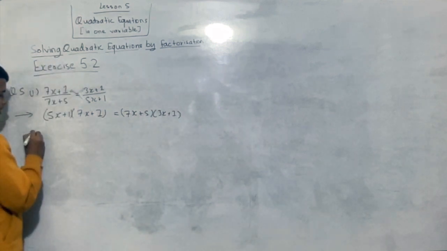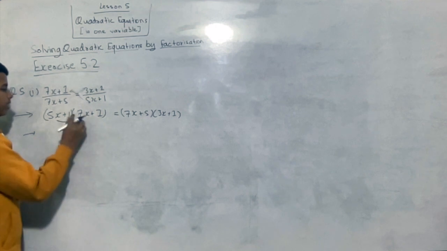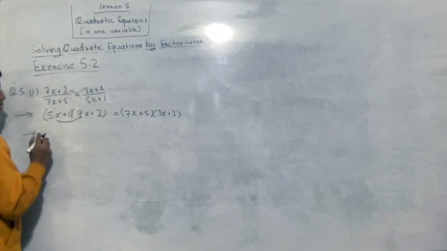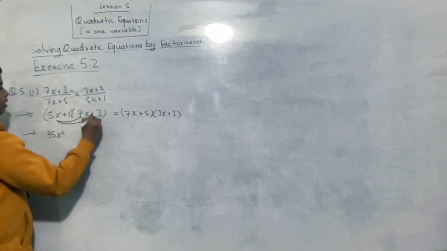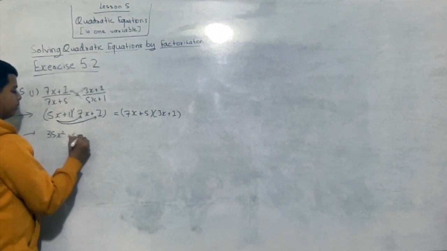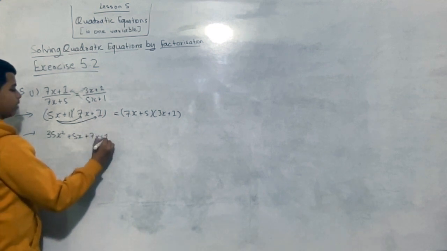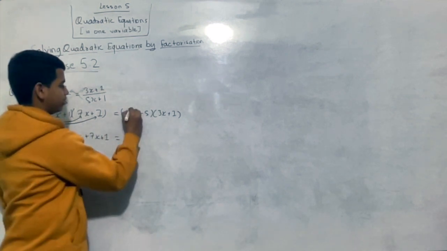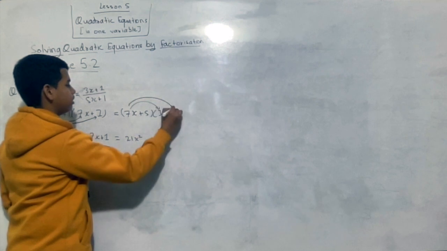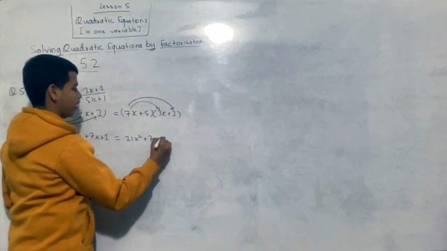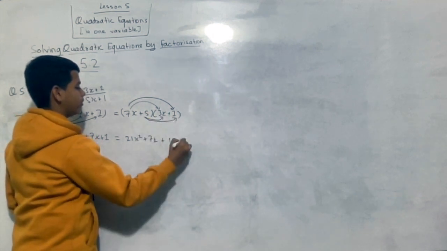Now we have to solve it. First of all, we have to multiply 5x and 7x. What we get is 7 fives are 35 and x into x is x square. So 35x square. After that we have to multiply this with 1. 5x into 1 is 5x, plus 5x. Here as it is 1, we can write this as it is, plus 7x plus 1. And at this side we first multiply 7x by 3x, which is 21x square, and we multiply this with 1, which is 7x, and then we multiply 5 with 3x, which gives 15x, and then 5 with 1, which gives 5.